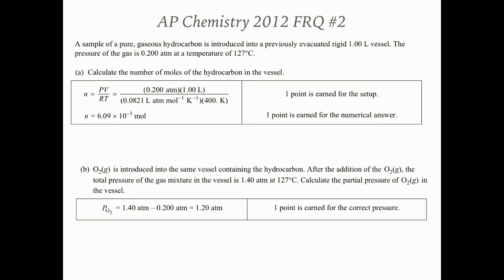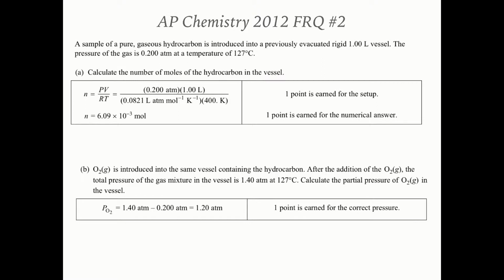Okay? So it says a sample of a pure gaseous hydrocarbon is introduced. The pressure of the gas is 0.2 atmospheres, and the temperature is 127 degrees Celsius, and you put it into a rigid 1-liter vessel. So it says calculate the number of moles of hydrocarbon. So I need to use my PV equals nRT. Okay? So everyone should have gotten this. You get 6.09 times 10 to the negative third moles. So 1 point for the correct setup, so actually showing use of PV equals nRT, okay? And then 1 for the correct answer.